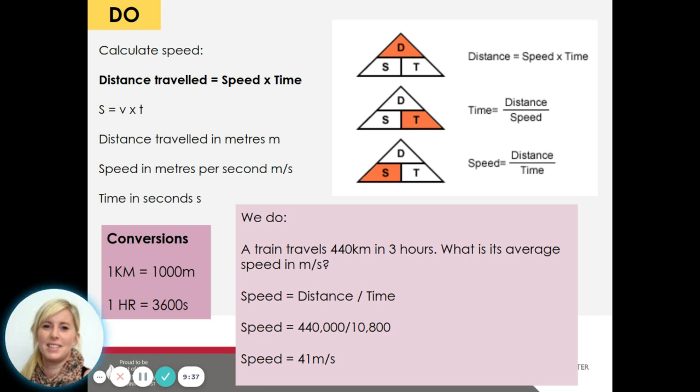So that is the best way to lay out your work. You're showing you've got the right equation, you can use the numbers, and you can work out your final answer with the units as well.